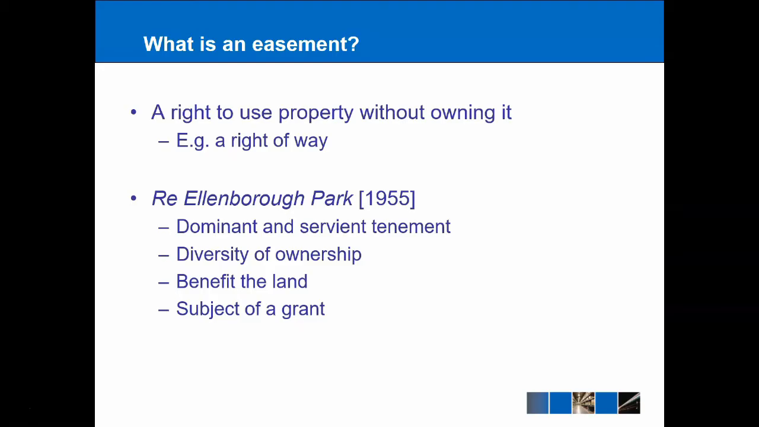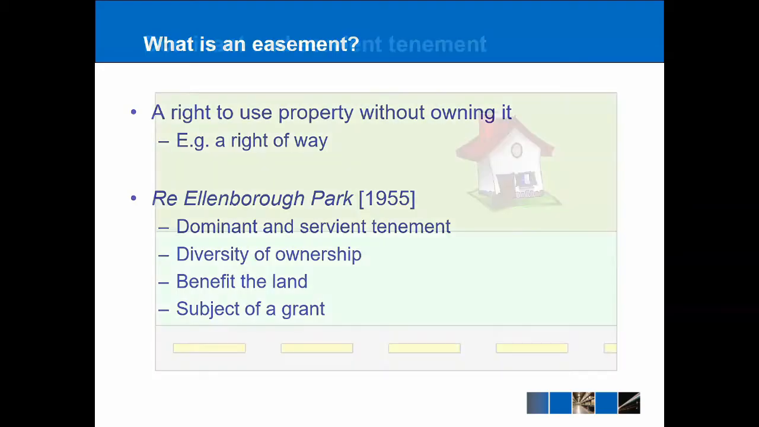As for the legal definition, we can go to the 1955 case of Re Ellenborough Park, and there are sort of four headings or four key aspects to the legal definition of an easement. The first of these is that there has to be a dominant and a servient tenement or piece of land. The second is diversity of ownership. Third is it must benefit the land. And the fourth is it must be the subject of a grant. Now, that all sounds a little bit complicated, but we'll go through all four of these in turn and hopefully make it a little bit more simple.